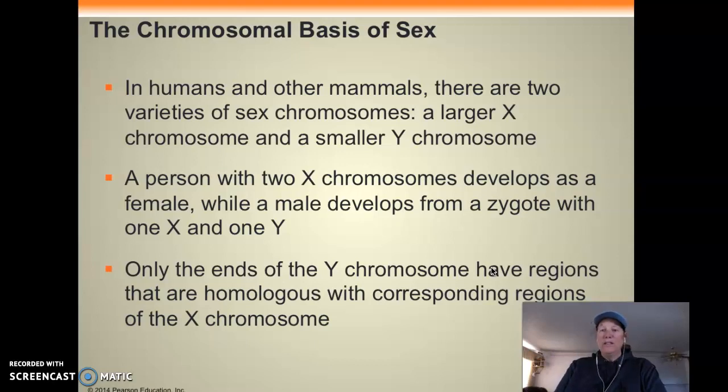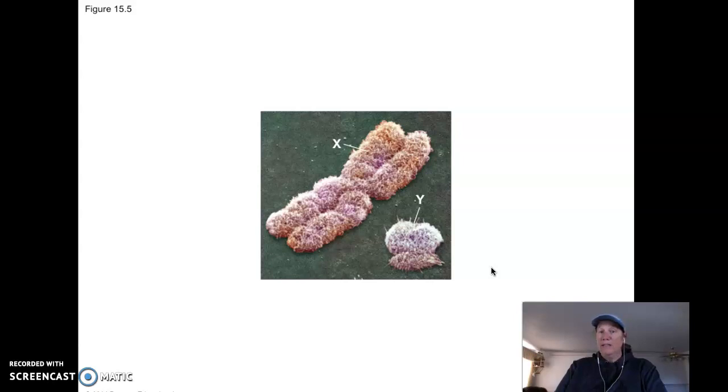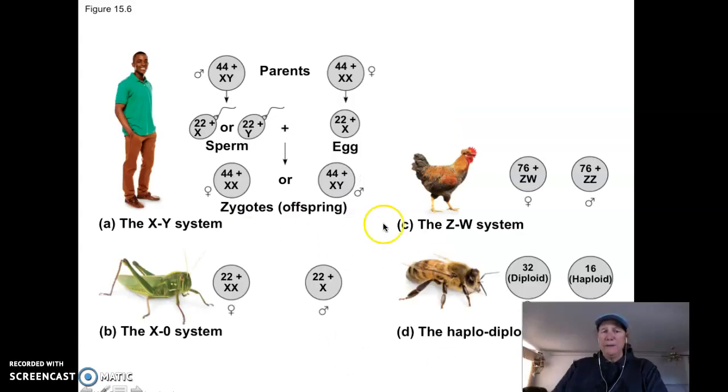So again, the Y determines if you're male or female. And here you see the difference between them. There's an X chromosome, there's a Y chromosome. In people, it's the XY system. In chickens, it's the ZW. Honestly, you guys, I don't know why it's a ZW, but here the female has 2 different ones and the male has the same.